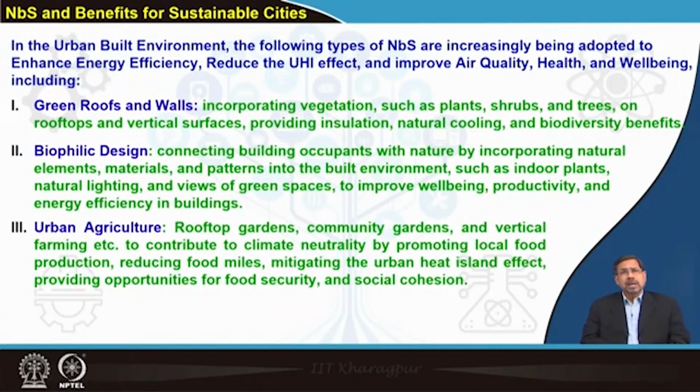Let us take them one by one, in terms of the green roof and walls. Incorporating vegetation such as plants, various kinds of shrubs and trees on rooftops and vertical surfaces provides insulation from temperature and from air pollutants, and thereby they also offer natural cooling and various biodiversity benefits.